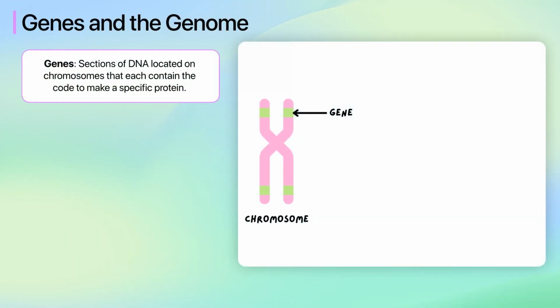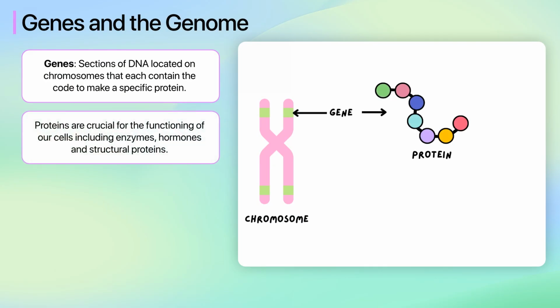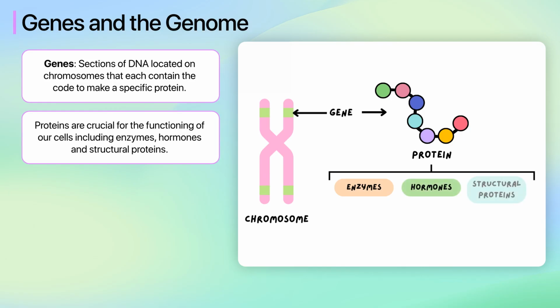Genes are sections of DNA located on chromosomes. Each gene contains the code to make a specific protein. Proteins are crucial for the functioning of our cells. They can be enzymes that catalyze chemical reactions, hormones that send signals around the body, or structural proteins like collagen that provide support in our tissues.